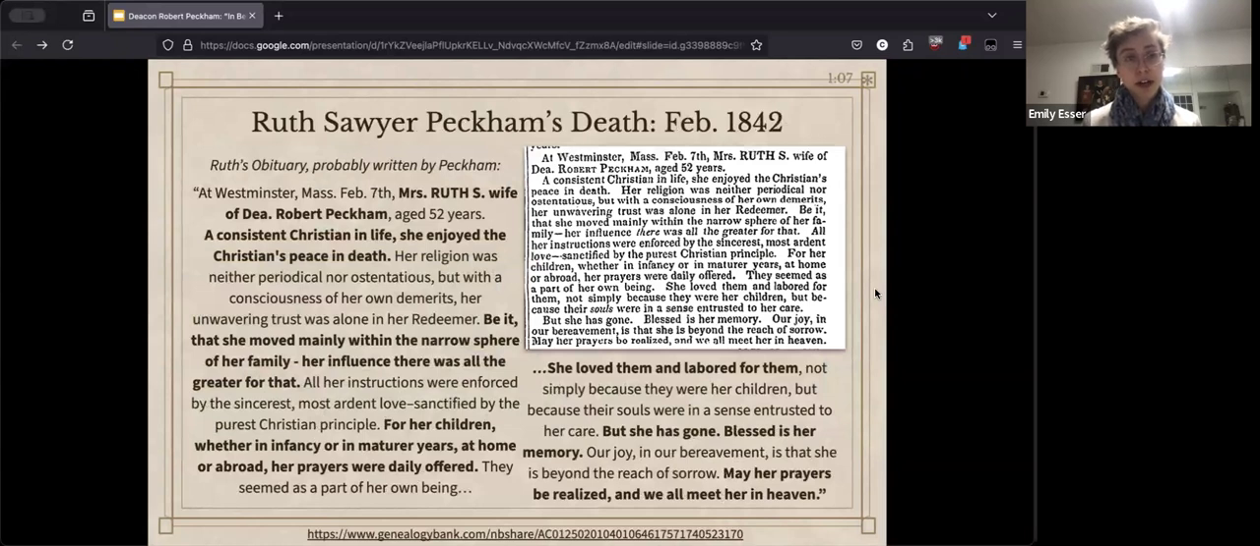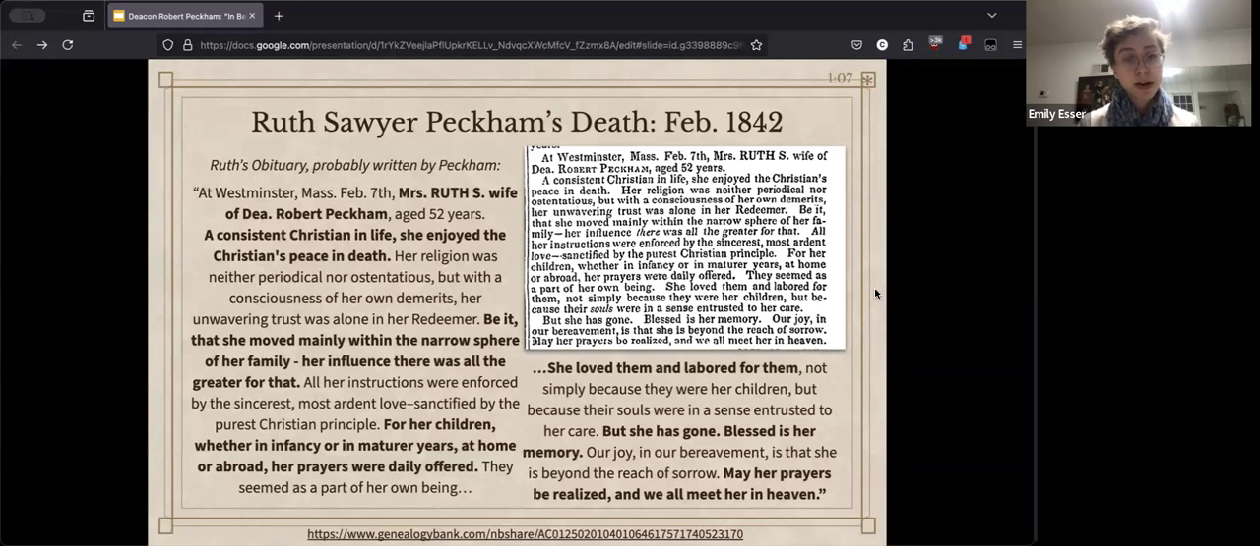He probably wrote it. I will read it here in full. At Westminster, Mass, February 7th, Mrs. Ruth S., wife of Deacon Robert Peckham, aged 52 years. A consistent Christian in life, she enjoyed the Christian's peace in death. Her religion was neither periodical nor ostentatious, but with a consciousness of her own demerits. Her unwavering trust was alone in her Redeemer.